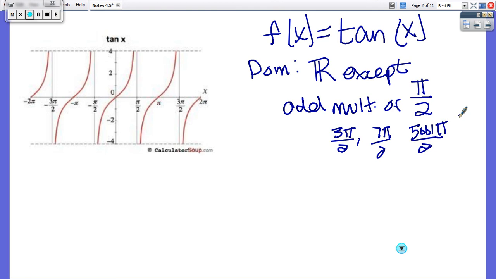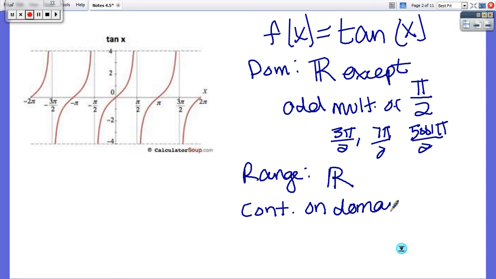They're not defined on this function, and you can see that from the graph. You can see where that asymptote is there. You're not allowed to put anything in for odd multiples of pi over 2. The range, however, is all real numbers. So the range of the tangent graph is all real numbers. It's continuous on its domain. So that means that any number we're allowed to put in, it is continuous on.